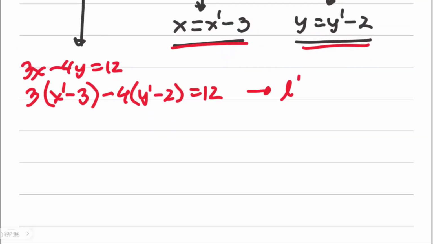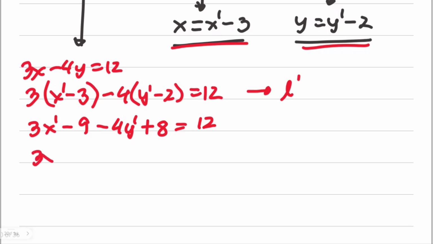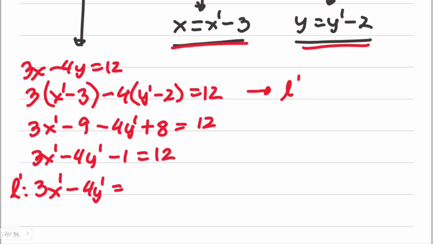Let's simply continue. You will have here 3x prime minus 9 minus 4y prime plus, take note of the signs, 8 is equal to 12. That would mean you can have here 3x prime minus 4y prime minus 1 equal to 12. In short, your L prime is the equation 3x prime minus 4y prime equal to 13. This would be the translated line for our given line using the vector (3, 2).